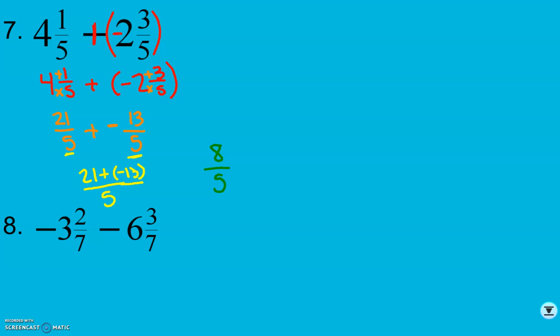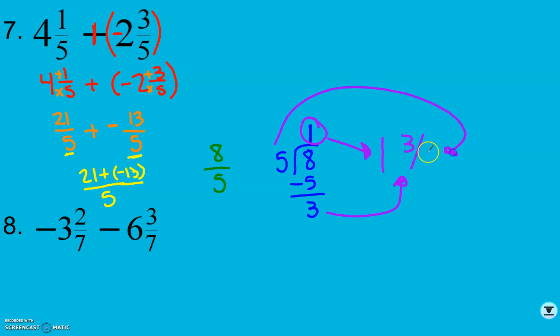Since 8 is bigger than 5, it's more than, we have to divide to switch us back to a mixed number. So 5 goes into 8 one time, which is 5. We subtract and get 3 as our remainder. So this becomes 1 and 3 over 5. So 1 3/5.